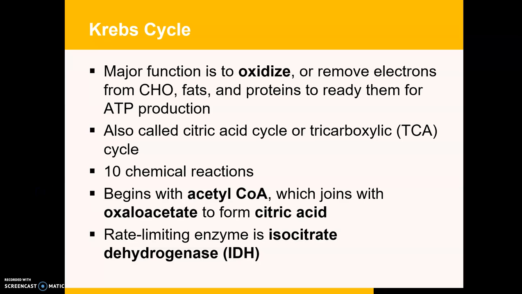So I will repeat again. The major function of the Krebs cycle is to oxidize or remove electrons from carbohydrates, fats, and proteins to ready them for ATP production. And as mentioned just now, it is also called the citric acid cycle or tricarboxylic acid cycle, or TCA, that involves 10 chemical reactions.